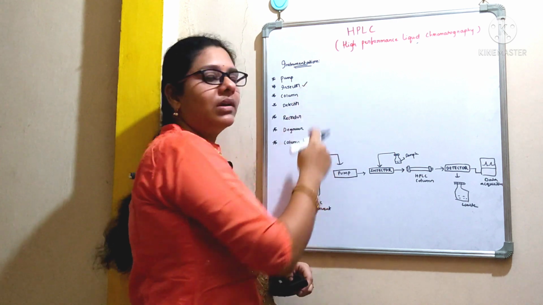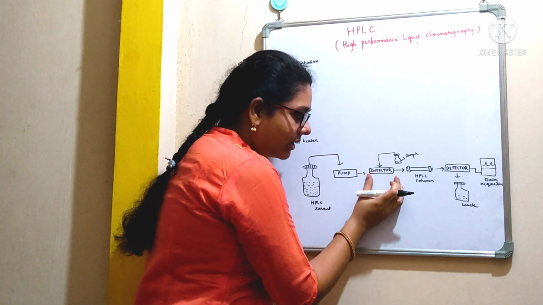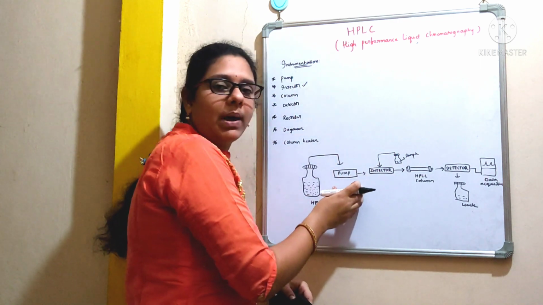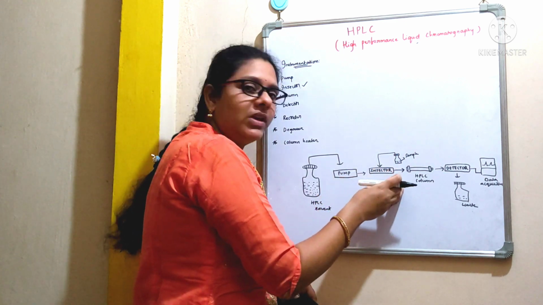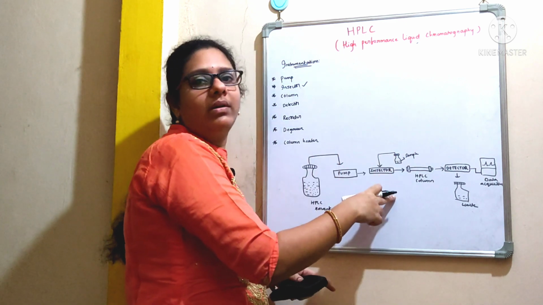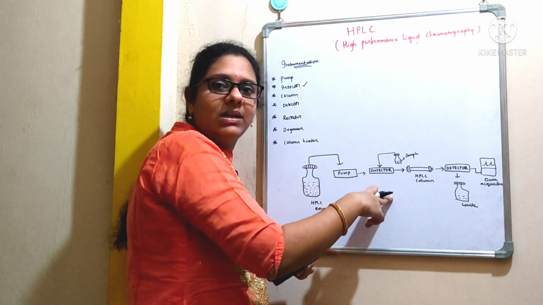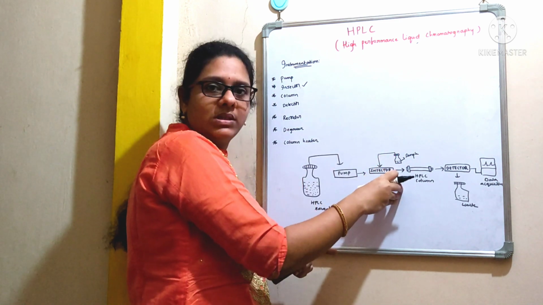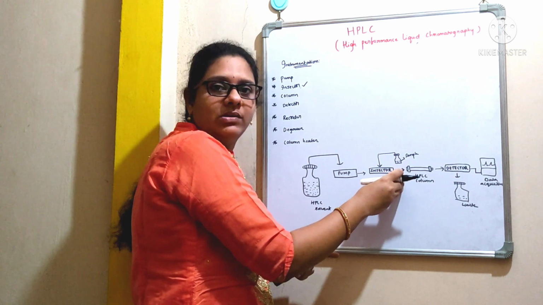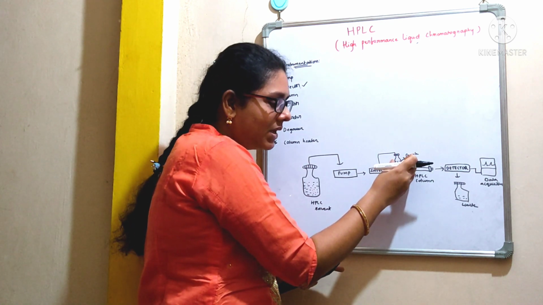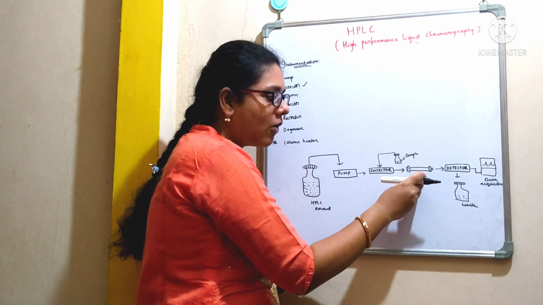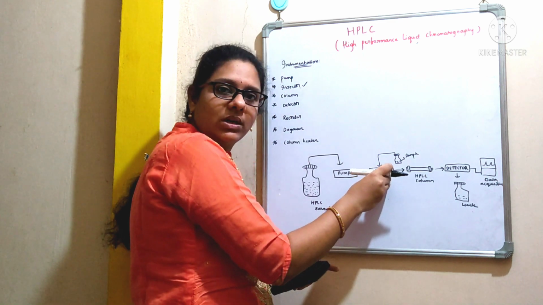Coming to the injector, this injector is placed next to the pump. With the help of the injector, it is possible to introduce the sample. Here we are going to separate the compounds that are present in a sample, right? So we need to introduce the sample with the help of an injector. This sample is introduced to the flow of eluent with the help of an injector.